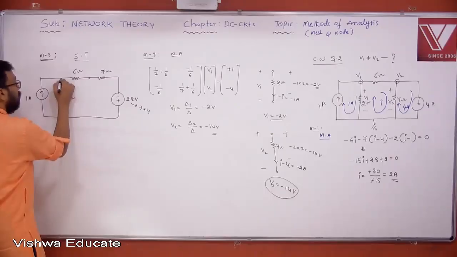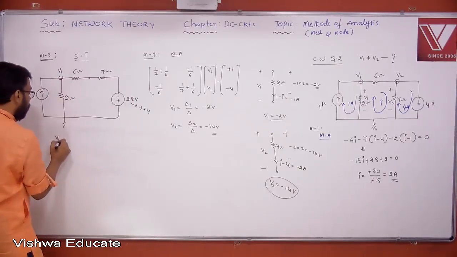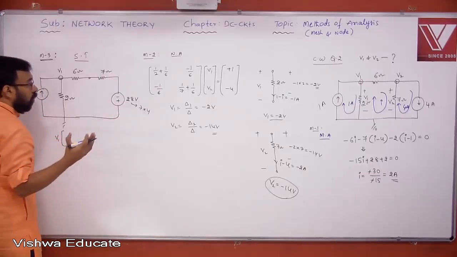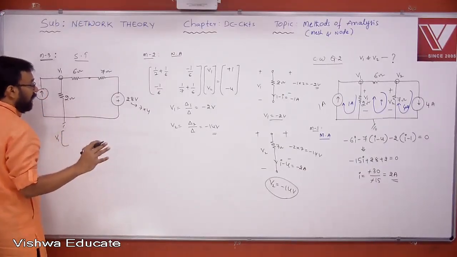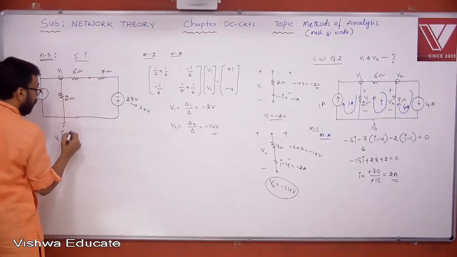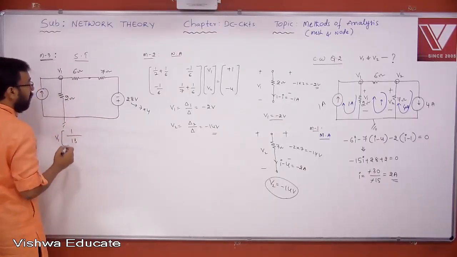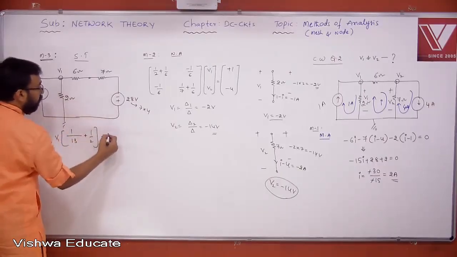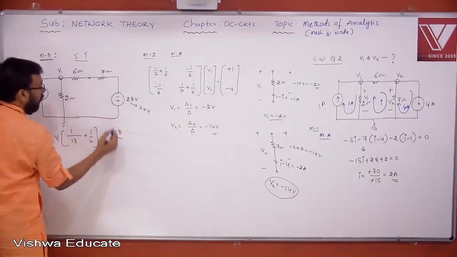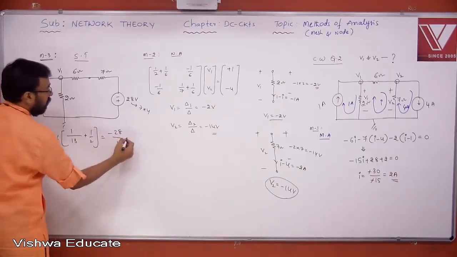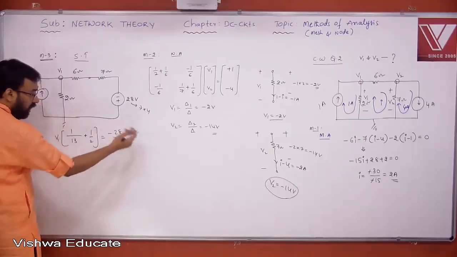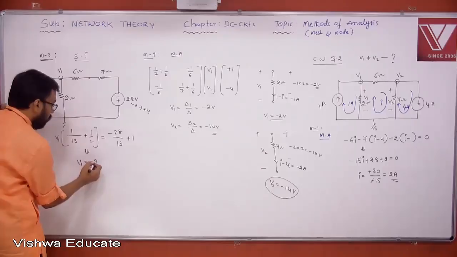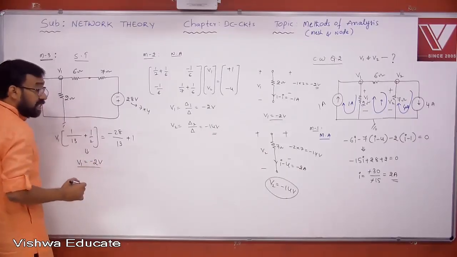Now I solve this. Here V1. Now for V1, let me use inspection again. Transformation and inspection: if you are able to apply both at a time, I am sure you can save a lot of time. 1 by 13. Hope you understand why I am taking 1 by 13. V1 times 1 by 13 is equal to, touching negative first, minus 28 by 13, and this is entering current, plus 1. Yes or no? By inspection, it is plus 1 entering current. Therefore, if you solve this, you get V1 equal to minus 2 volts. Understand, all of you?